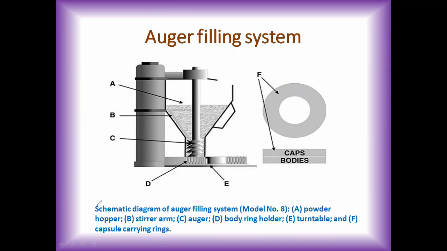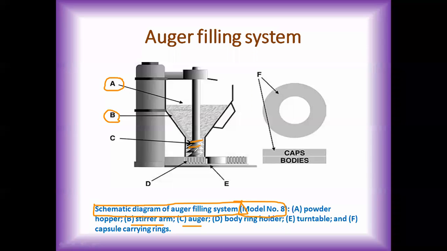Now it talks about the schematic diagram of the auger filling system, where we are specifically talking about model number 8. So you can find over here the alphabets given, which means we have labeled this diagram. A means it is the powder hopper. So this is the hopper from where the material which we want to fill will be put. Now B is the stirrer. Now here we have a stirrer. Now C is the auger. You can see this is the auger system.